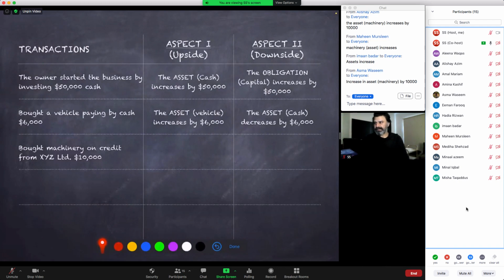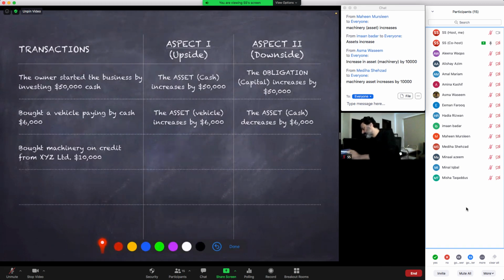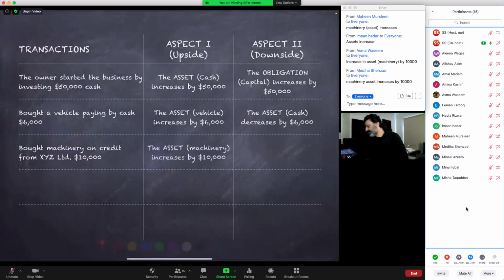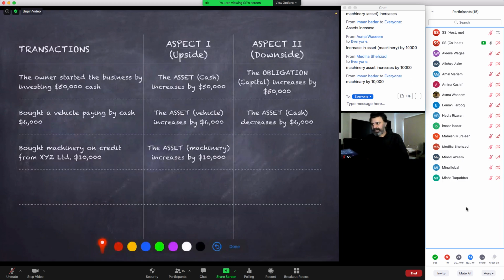Excellent. Very good, Iman. Asset is increasing, but Iman, be specific which asset is increasing and by what amount, right? We need to give all the details here, right? So machinery on credit from XYZ Limited, $10,000. The upside is the asset of machinery is increasing by $10,000. Thank you, Madiha. Right, good, excellent.